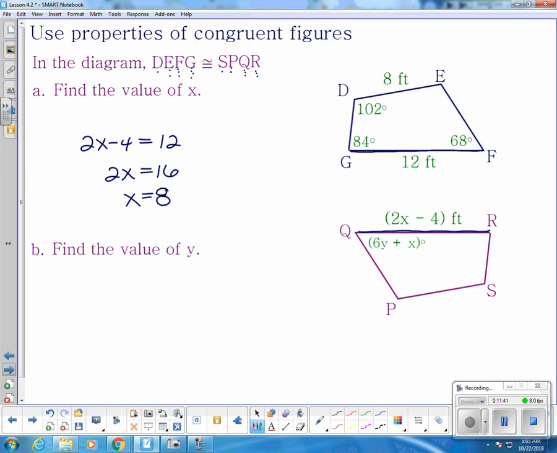Find the value of y. Well, we have this angle here that has y, and it also has x. So let's replace our x with the 8, because that x is going to be the same value as this x. It's on the side. What does 6y plus 8 equal? 68, because Q corresponds with angle F in the statement up there. So this angle is going to be the same as that angle, 68. So 6y plus 8 equals 68. Subtract our 8 and divide by our 6. And we get y equals 10.